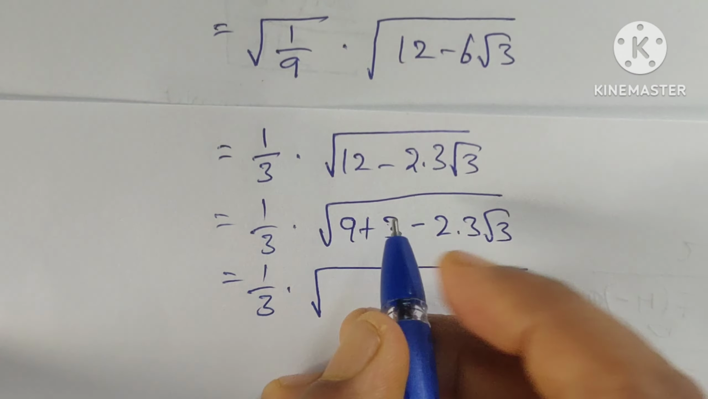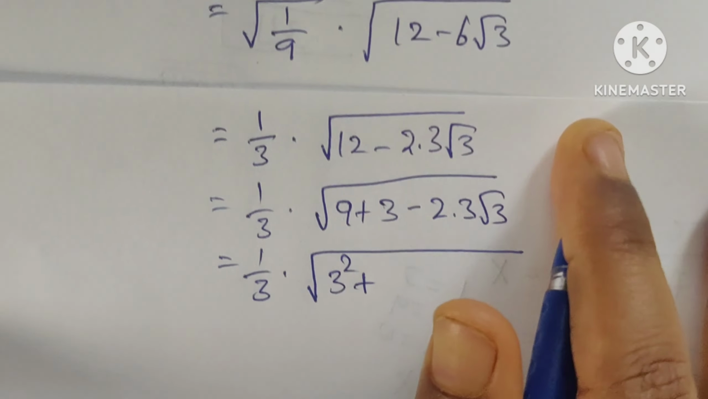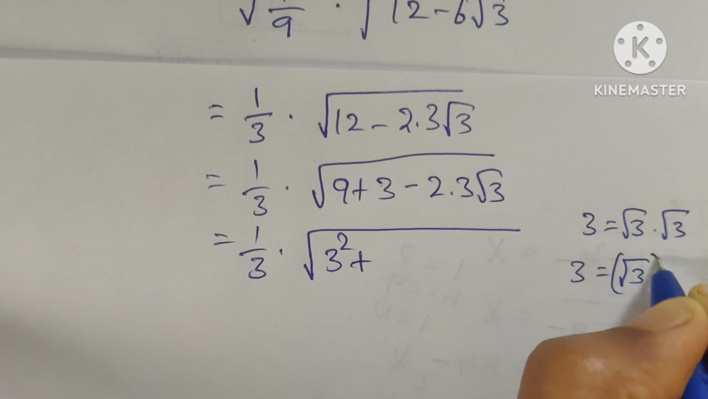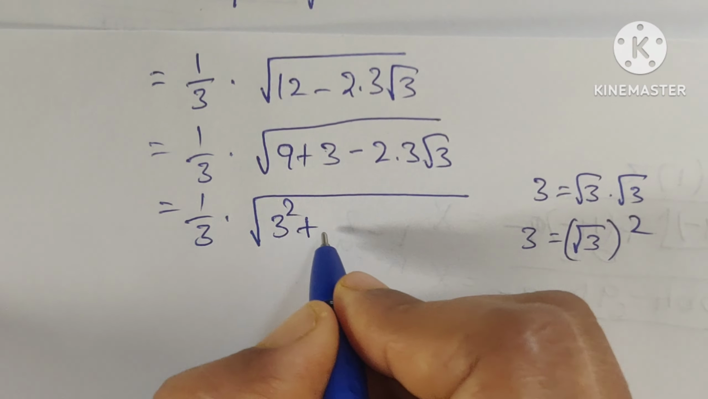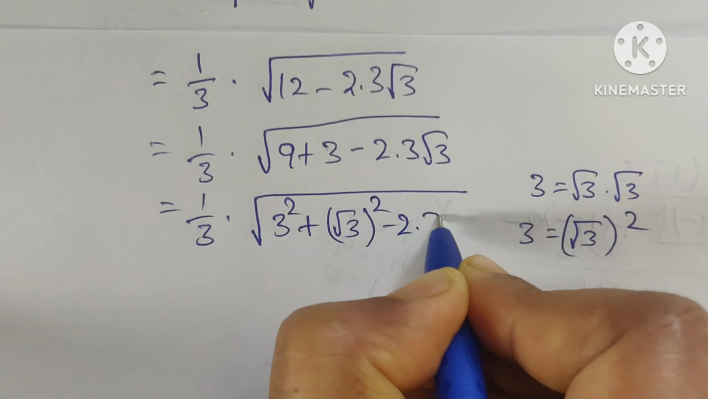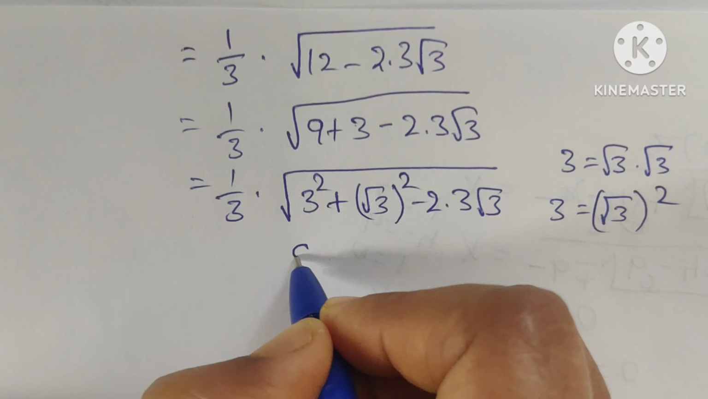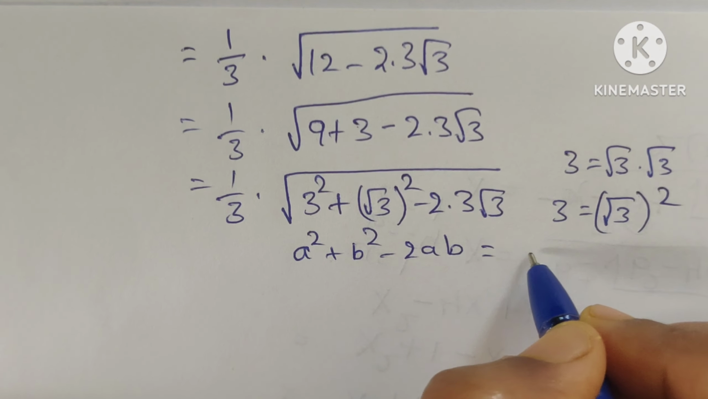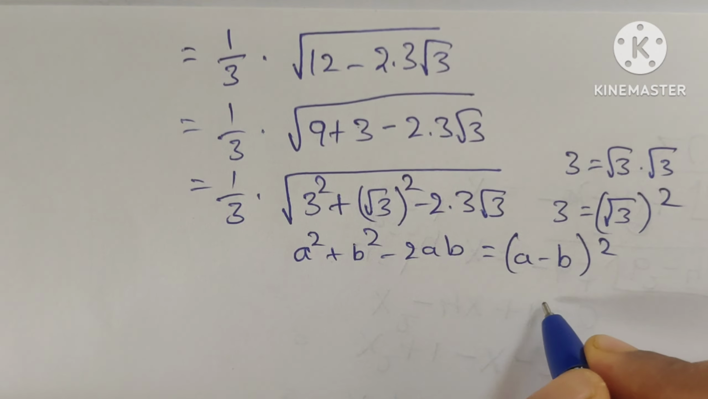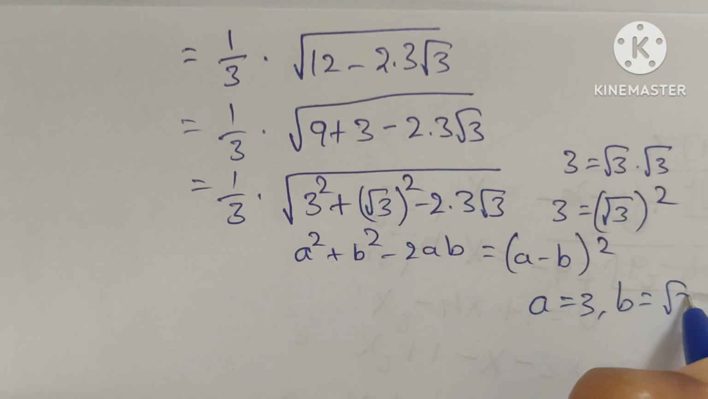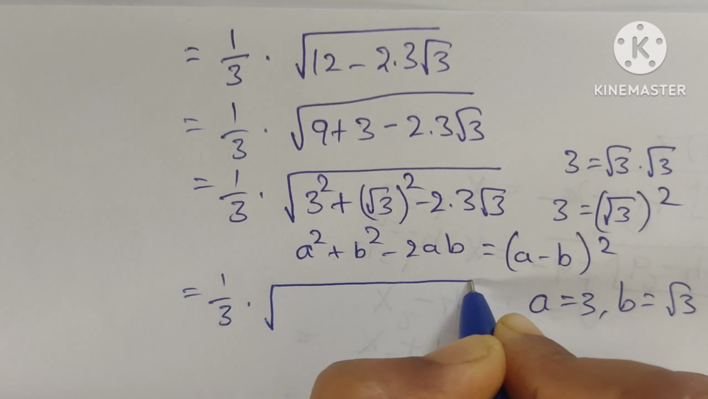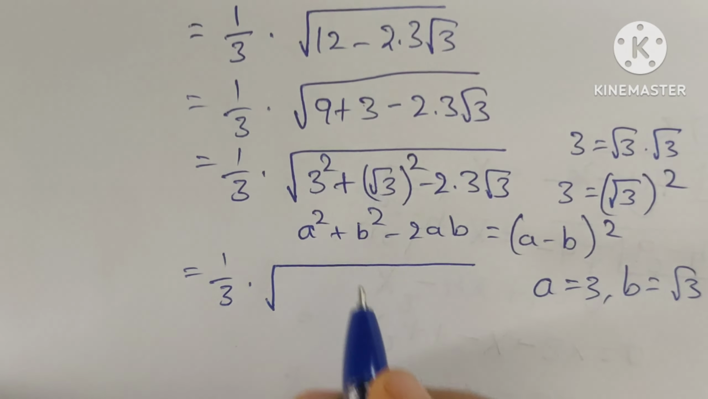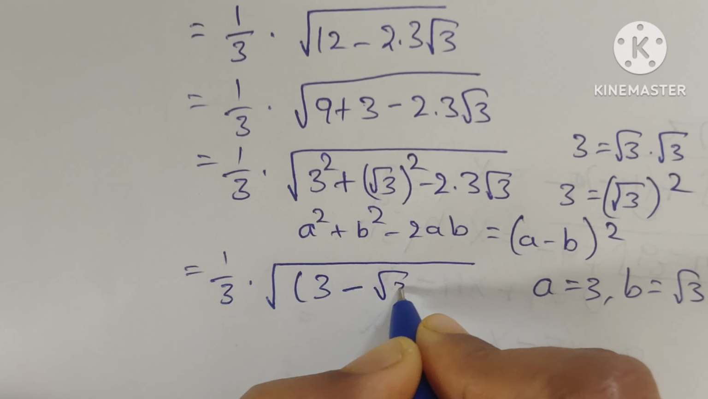1 by 3 times square root of. So again 9, we can write this as 3 square plus 3, and 3 equals square root of 3 times square root of 3, which is square root of 3 whole square. So in place of 3, we can write square root of 3 whole square minus 2 times 3 square root of 3. Now see here, this is in the form of a square plus b square minus 2ab. So we know this formula, a square plus b square minus 2ab equals a minus b whole square. So a equals 3 and b equals square root of 3. So now in place of a square plus b square minus 2ab, we can write a minus b whole square. So now a value is 3, b value is square root of 3.